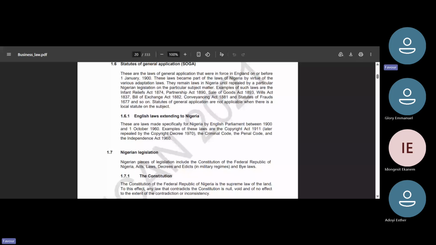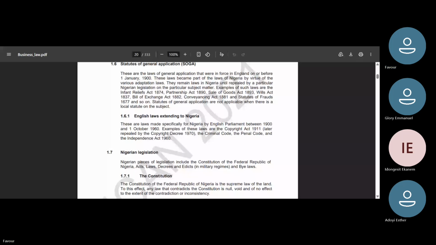Remember the initial one, the statutes of general application, are the old English laws enacted in England before 1900. The ones extended to Nigeria were made by the English for Nigeria between 1900 and Independence Day, that's 1st October 1960.